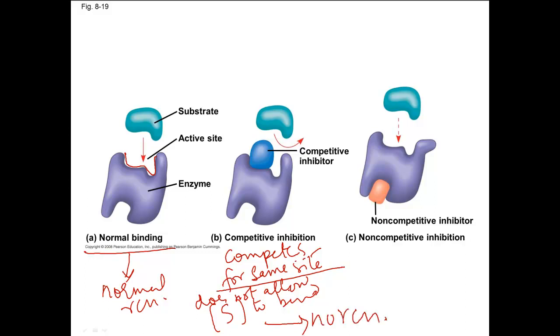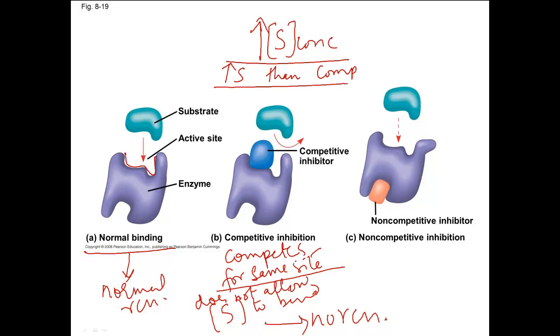Okay? In this case, how can I deal with this competitive inhibition? If I increase the substrate concentration, I'll have more substrate molecules than competitor, which means the chances of the substrate coming in contact with the enzyme are high. So I can deal with the presence of a competitor by increasing the substrate concentration.